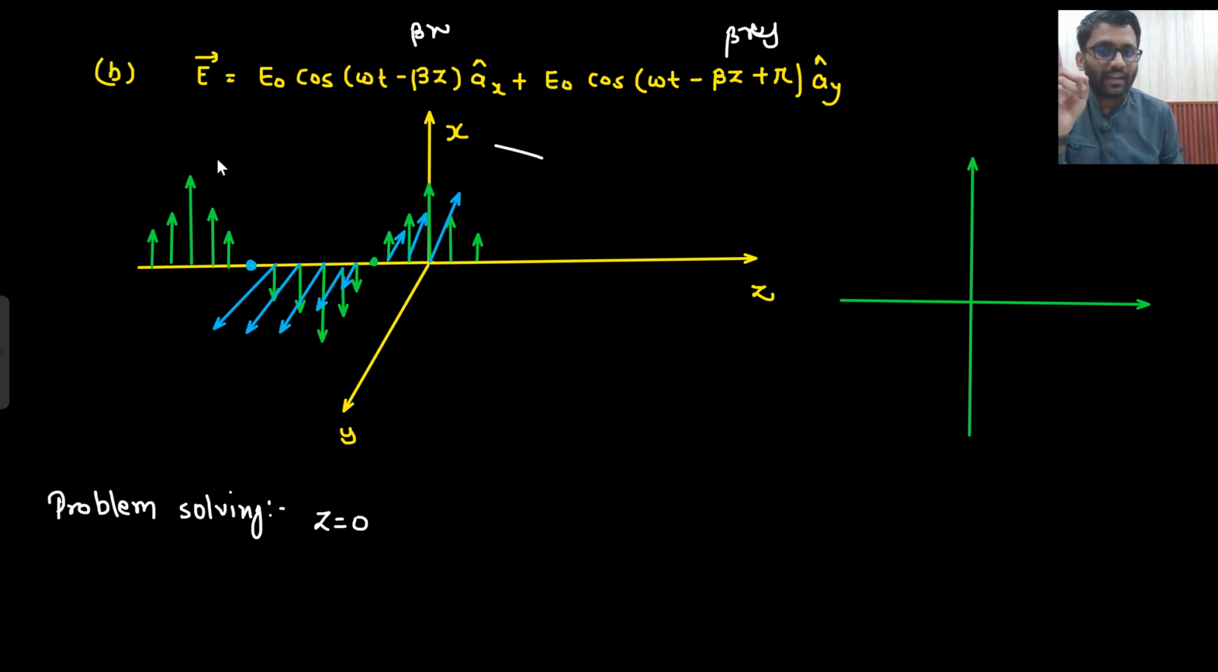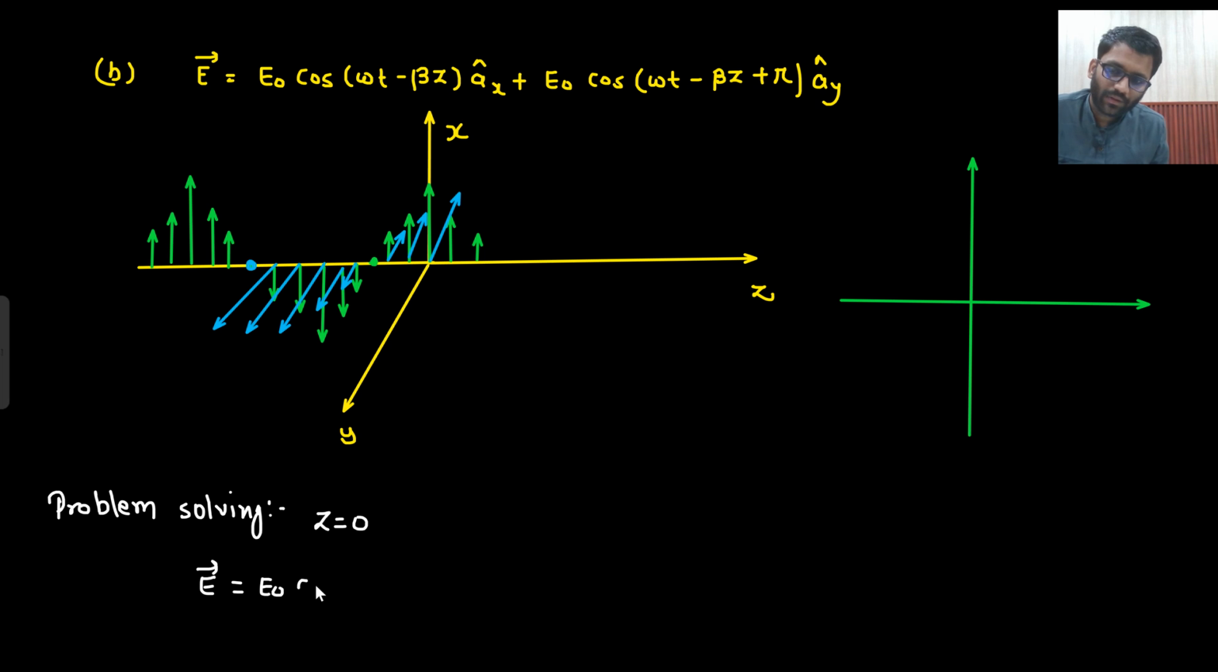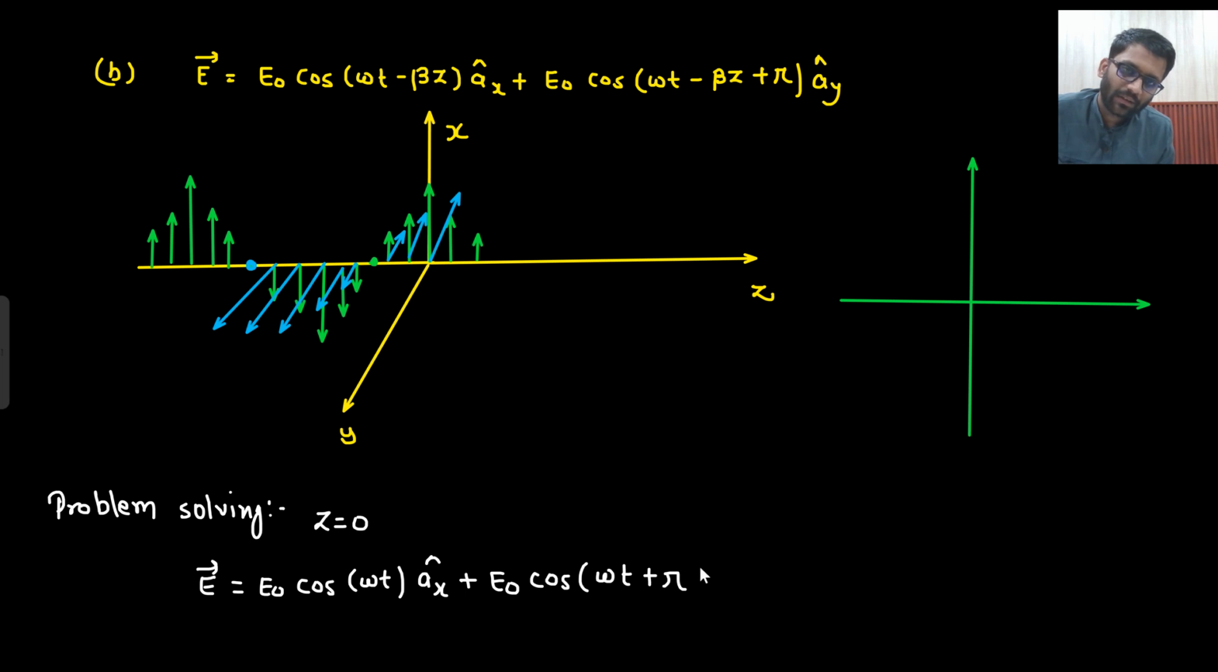Without even drawing this diagram, you would get to know that I am going in the z direction. That means my perpendicular plane will be z equals to 0. So I will just put z equals to 0 here. So what am I going to get? E naught cos omega t ax cap plus E naught cos(omega t plus pi) ay cap. So what is cos(pi plus theta)? It is negative only. So what are you getting?